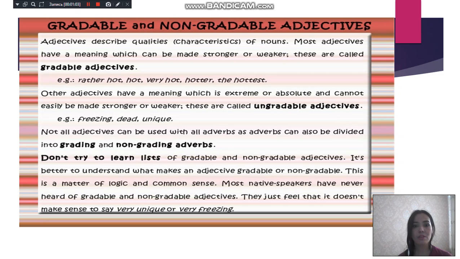Other adjectives have a meaning which is extreme or absolute and cannot easily be made stronger or weaker. These kinds of adjectives we call non-gradable adjectives, like freezing, dead, unique. Not all adjectives can be used with all adverbs, as adverbs can also be divided into gradable and non-gradable adverbs. So don't try to learn a list of gradable and non-gradable adjectives, because even native speakers don't know whether an adjective is gradable or non-gradable.